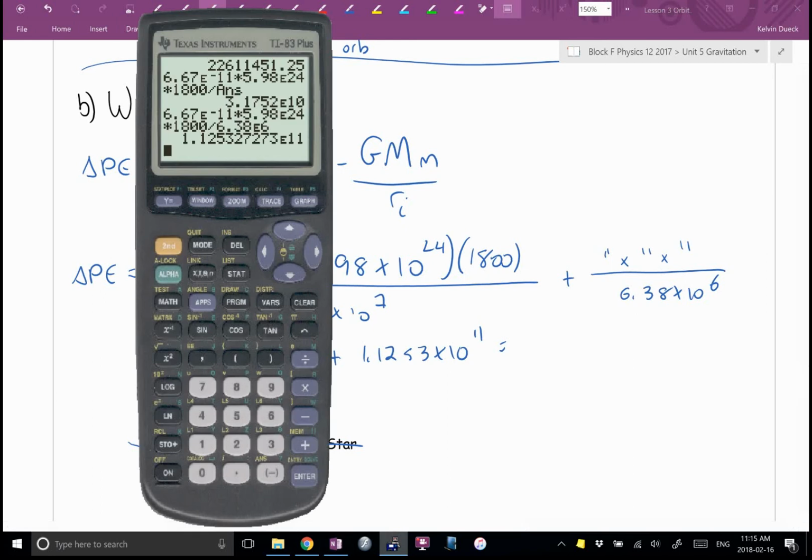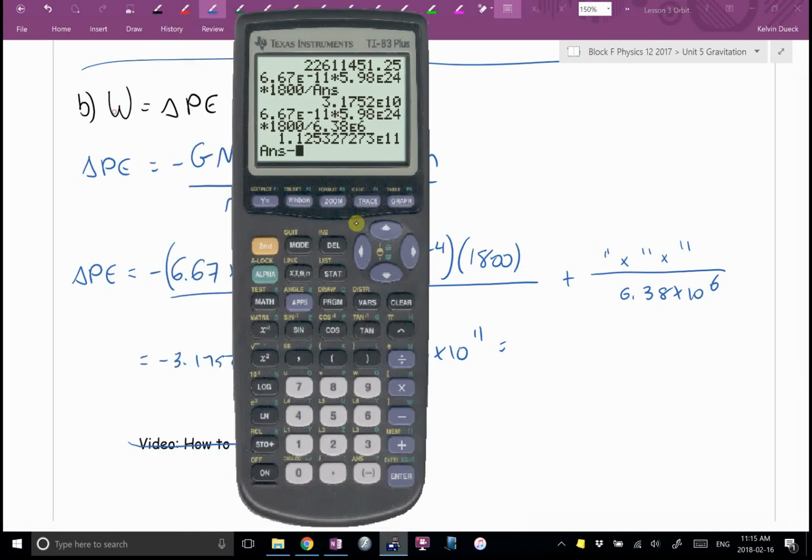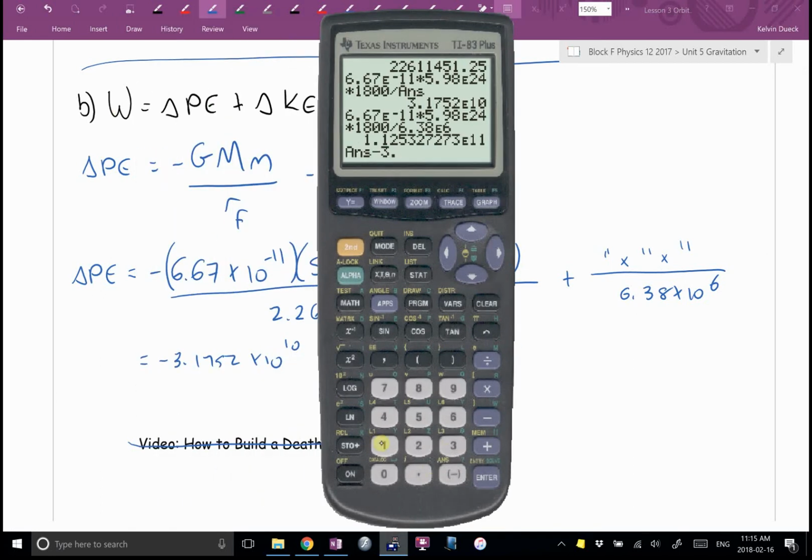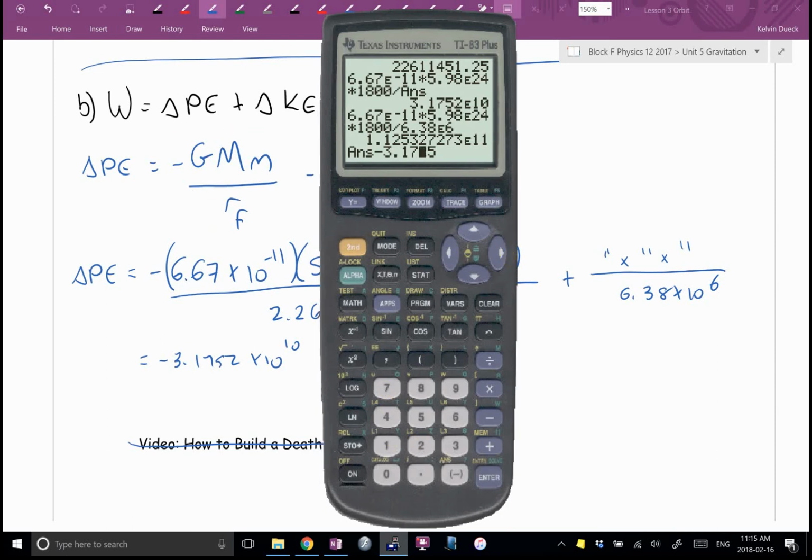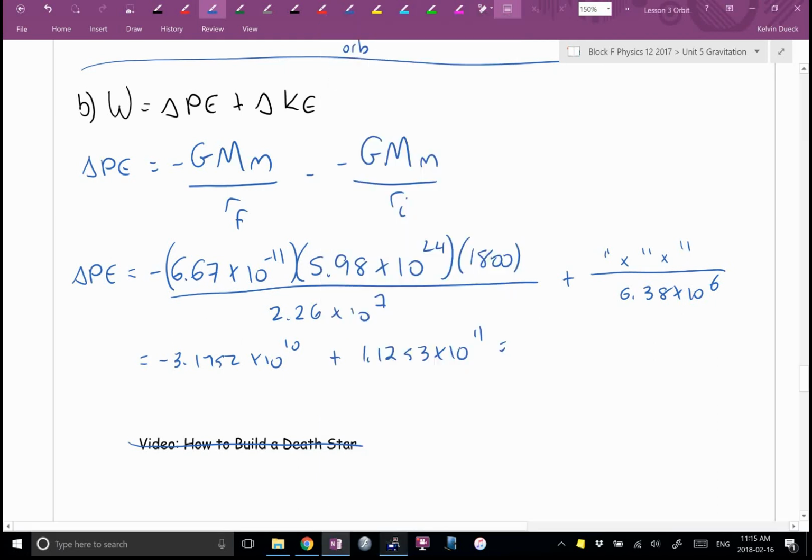And I'm going to add these two numbers. Well, I got this one stored, so I'm just going to take away 3.1752. Mr. Dewick, why did you write 25? That was silly. 3.1752 times 10 to the 10th. Do you get a positive answer, a change in potential of 8.078 times 10 to the 10th? Put a box around it, and we'll come back to it.